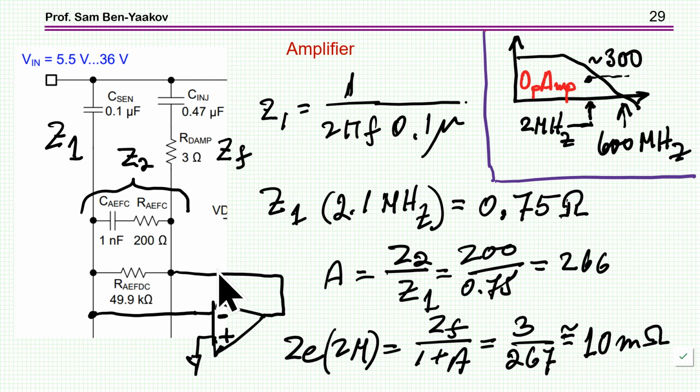Now 10 milliohms is probably close to the value of the output impedance of this amplifier in closed loop. So one has to take into account that there is some additional impedance here at the amplifier. It is not purely like a voltage source here.